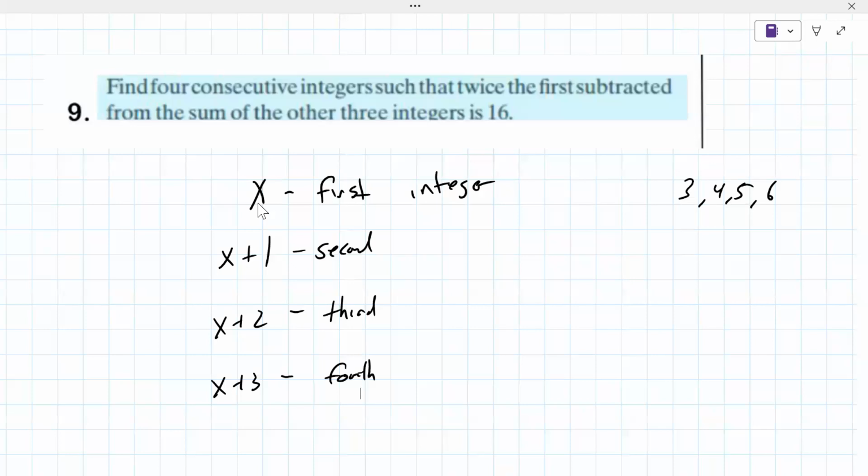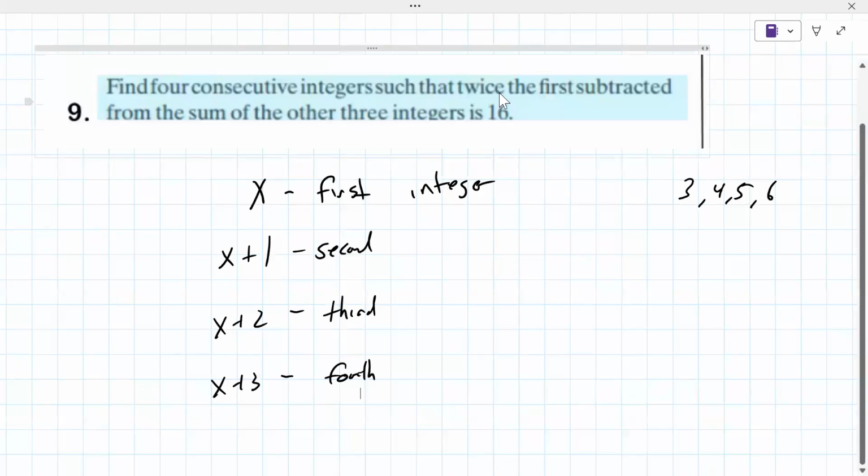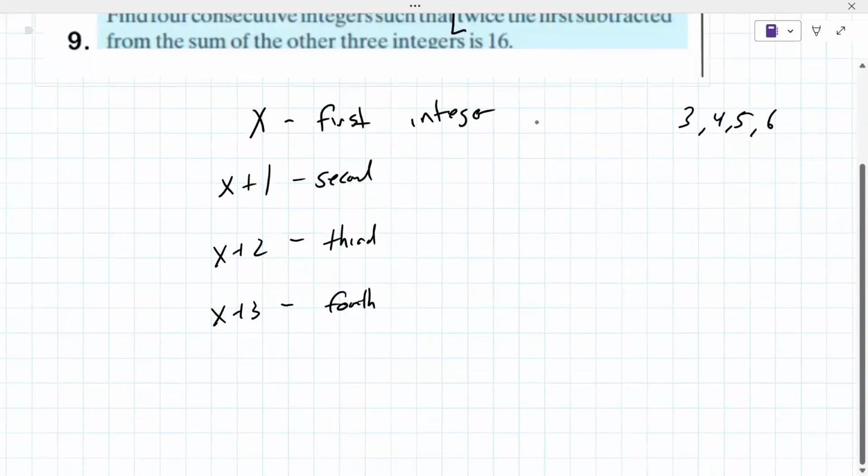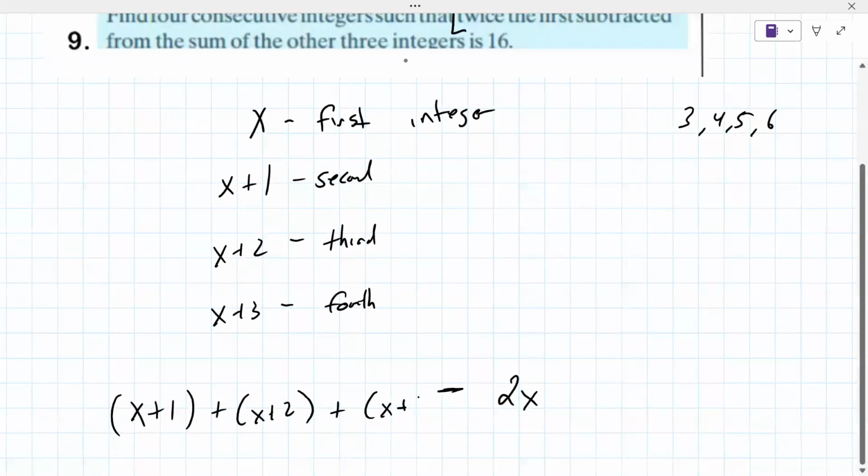Yep. All right. So now we gotta parse this sentence. Twice the first. So twice the first is 2x. Subtracted from the sum. So we're gonna subtract this from the sum of the other three. So the other three are x plus 1, x plus 2, x plus 3, and then we're subtracting this 2x. This ends up equaling 16.